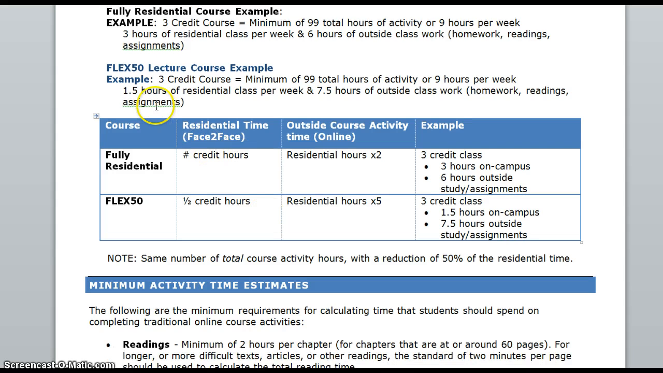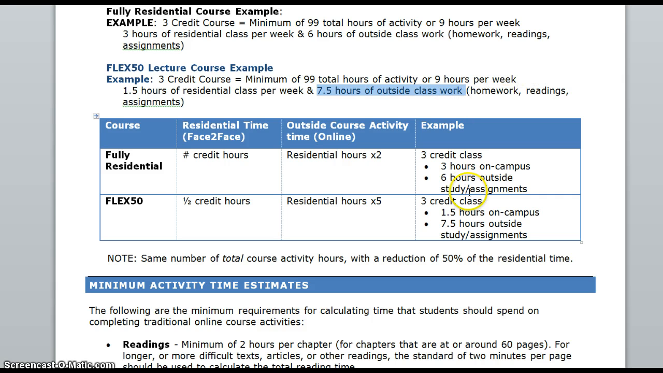Let's take a look though at what this means for a Flex 50 course. We don't decrease the number of total hours of activity of the course, we just decrease the residential time. So as opposed to the 3 hours of residential class, we're going to cut that in half. Flex 50, 50% of the time on campus. So now we have an hour and a half of class per week, but then we make up those other hours in outside activity within the online course shell.